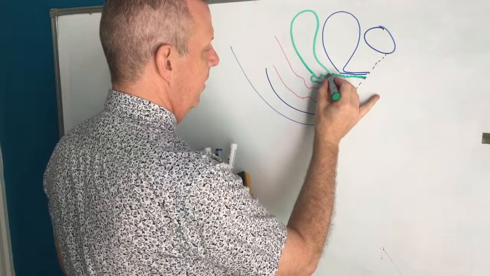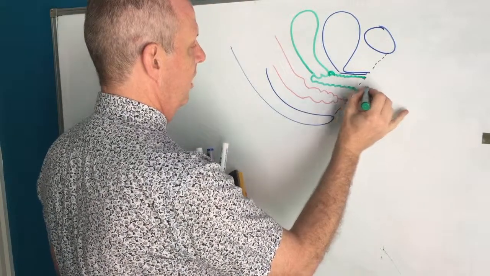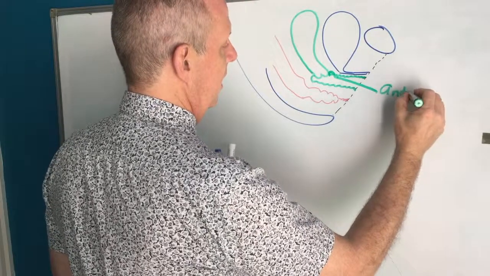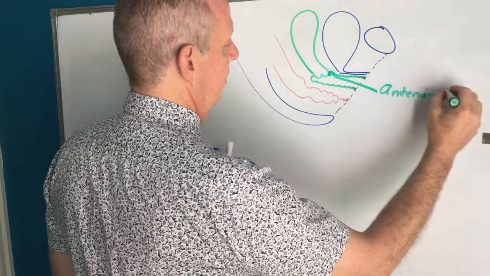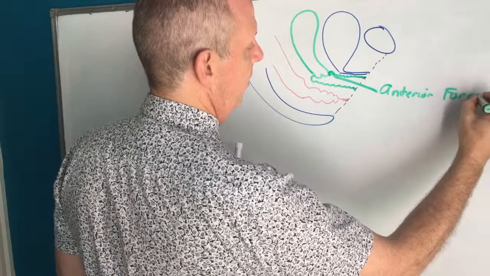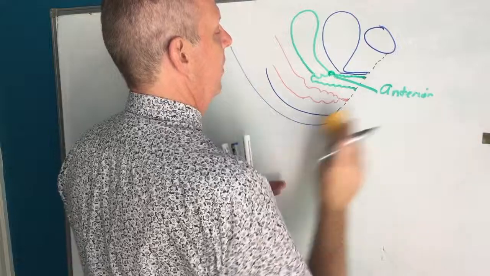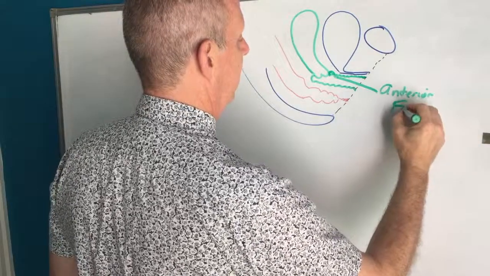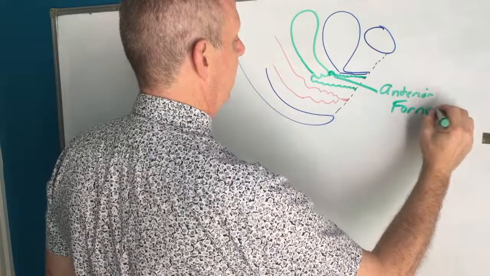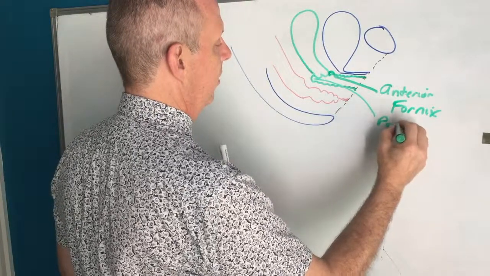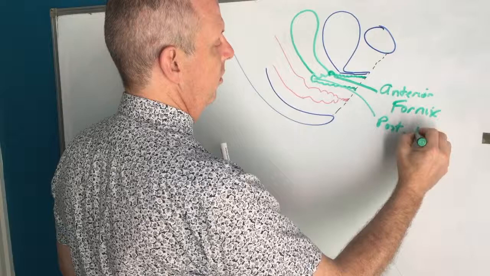Right here, there's a little pocket there and a pocket there, and that's called the anterior fornix. I'll just write that again, sorry. Anterior fornix. And on this one here, there's the posterior fornix. Posterior fornix.